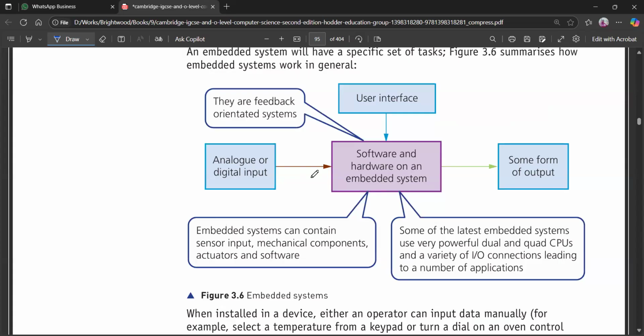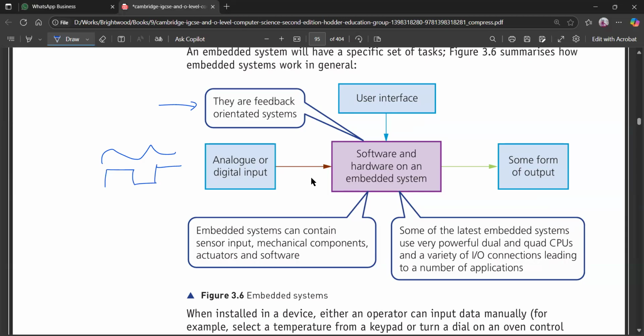It can have analog input or digital input, both. Sometimes they are sharing analog input, and sometimes only ones and zeros, the digital input. And there are feedback oriented systems, which can have analog or digital signals.